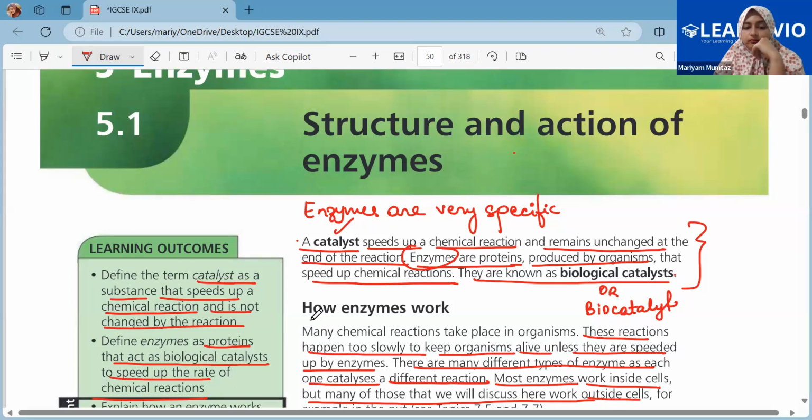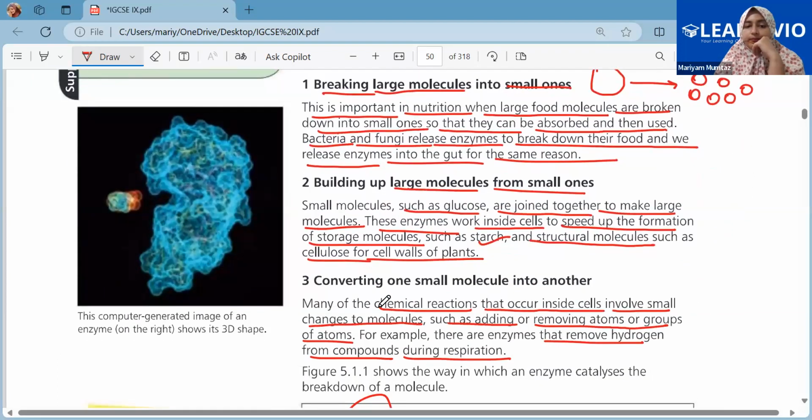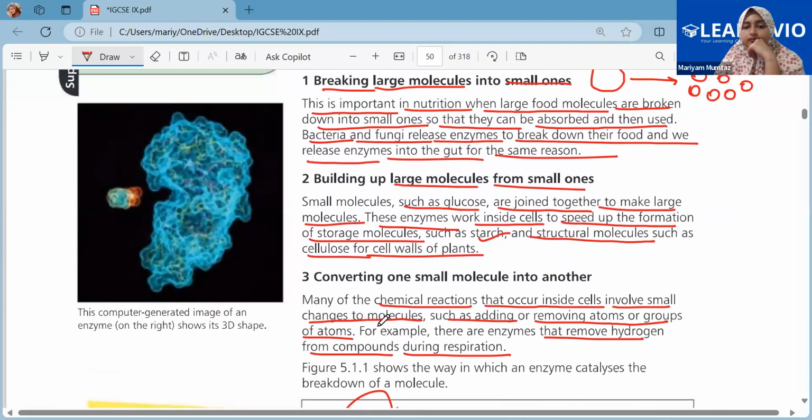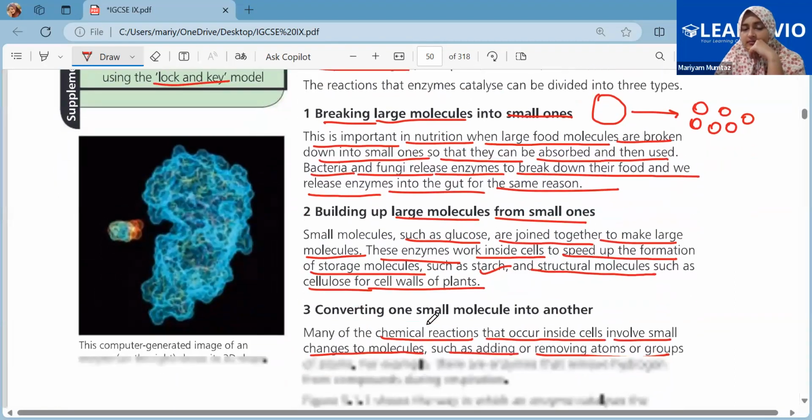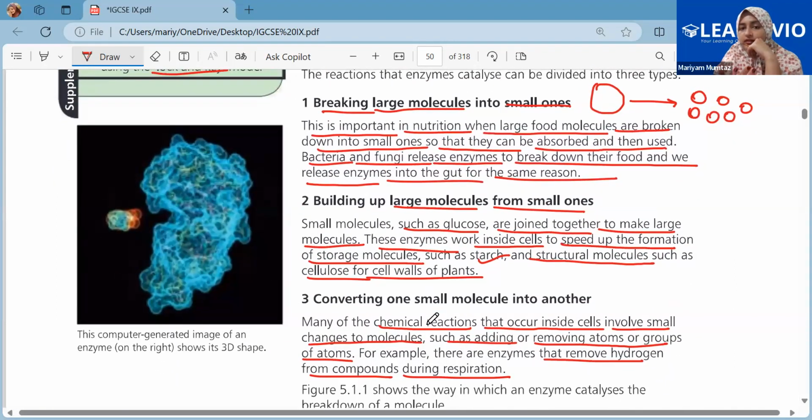How about explaining the second point, building up larger molecules from smaller ones? Okay. So they have given here that the enzyme can act in three ways. Either it can break one large molecule, it can build up one large molecule from smaller molecules, or it can convert one small molecule into another. These are the three ways by which the enzymes can act. Clear?